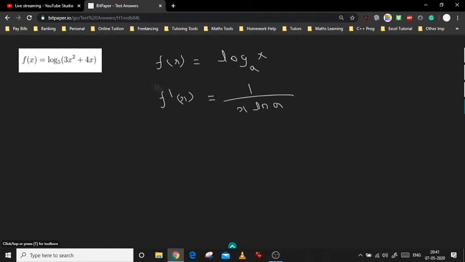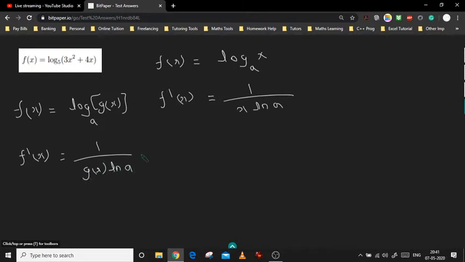So we just have to extend this rule because we have a composite function here. So let me extend this rule first of all. If it is f of x equal to log, instead of x I'm going to put g of x, base a, then f dash of x is equal to, we have to apply the same rule here, that is 1 by x ln a, but we have to put 1 by g of x natural logarithm a and then multiply with g dash of x. So this is what we have to adopt to solve this problem.